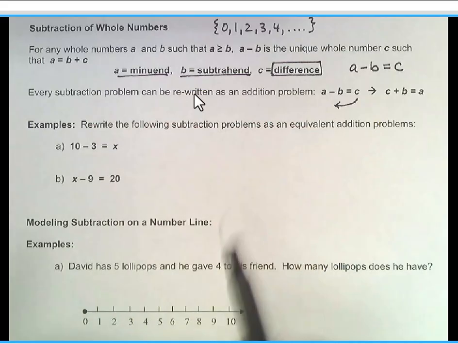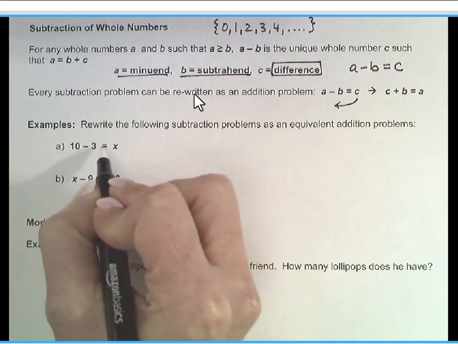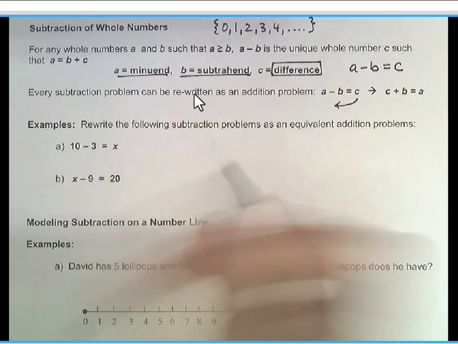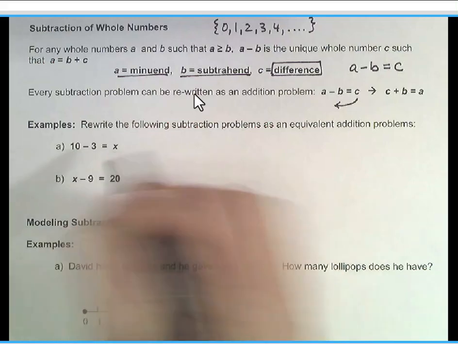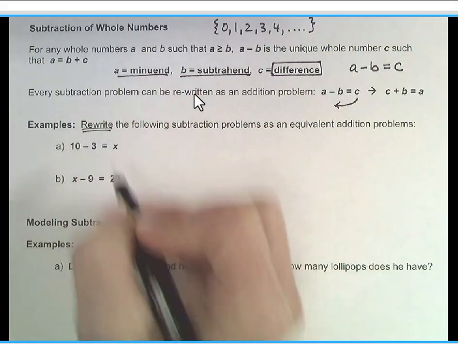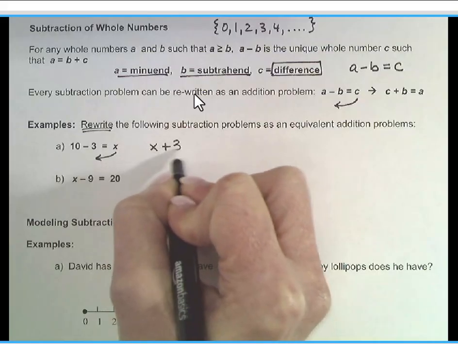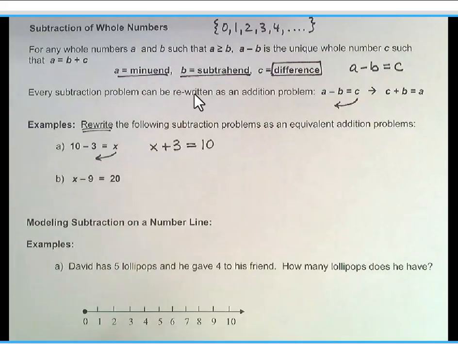So the first examples say, rewrite the following subtraction problems as an equivalent addition problem. So we have 10 minus 3 equals x. And I know you guys know that x is 7. I know that you can figure that out, but that's not the point here. The point is just to rewrite it as an addition problem. So we're going to go backwards. We're going to say x plus 3 would be equal to 10. And that's how you rewrite it as an addition problem.